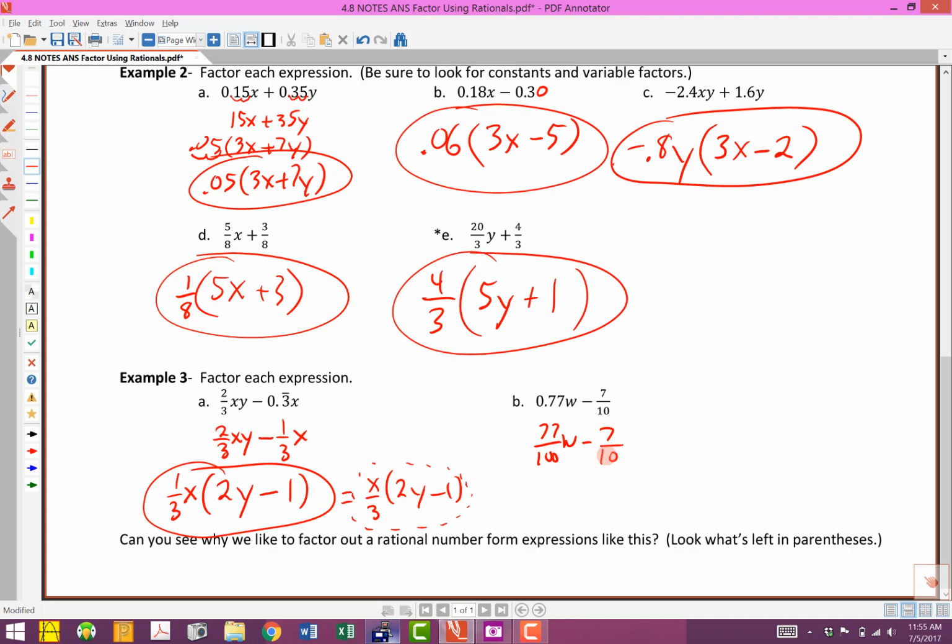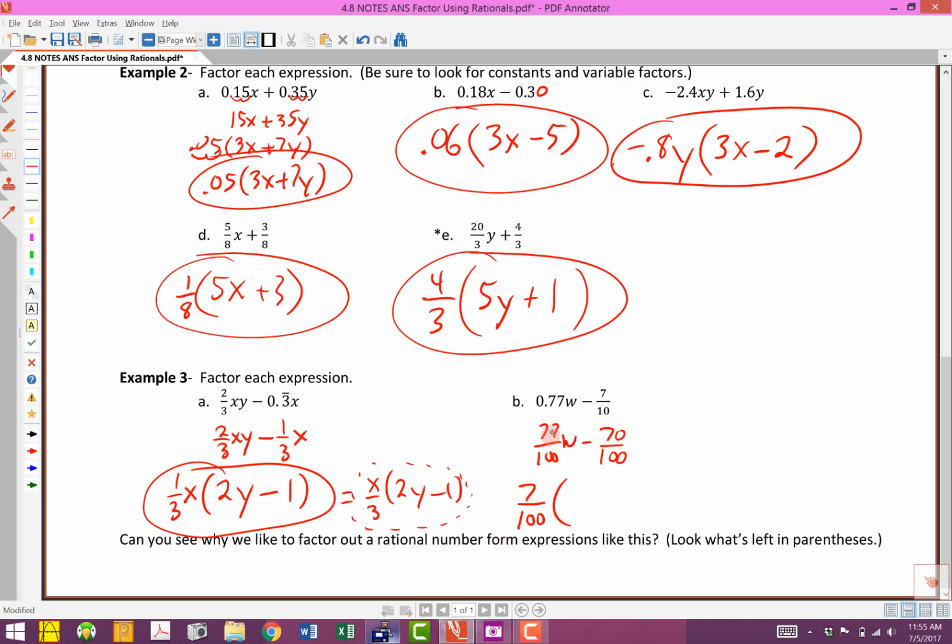Okay, so let's see. What can we take out? First thing I might want to do is make these common denominators. So I'm going to multiply the top and bottom by 10. So then let's take a look here. In the denominator, I can definitely take out 100th. We've got 77 hundredths w minus 70 hundredths. Let's look at the numerator here. We've got 77 and 70. We can take out a 7 and nothing else. We don't have any common variables or anything like that.